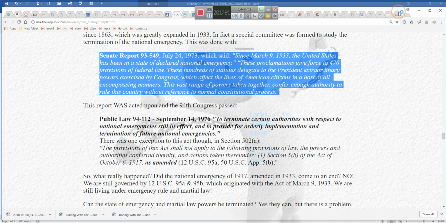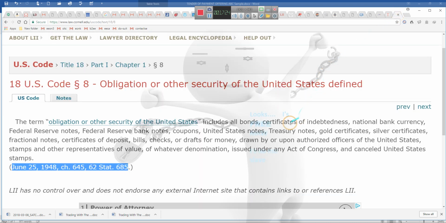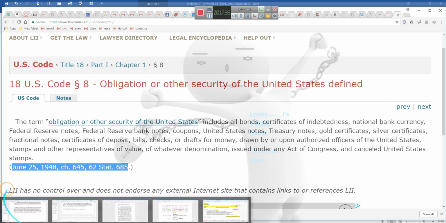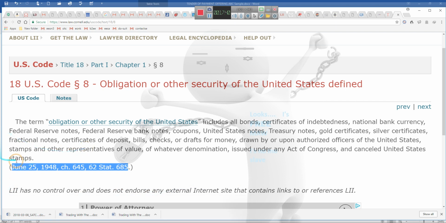But you're not getting it because you want to look at it through your own eyes, through your own understanding. This has nothing to do with your understanding. Your understanding has nothing to do with the reality of things. This says the term obligation refers to any security of the United States. But what's the security of the United States?